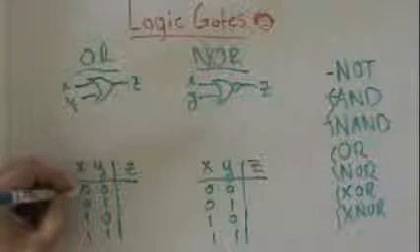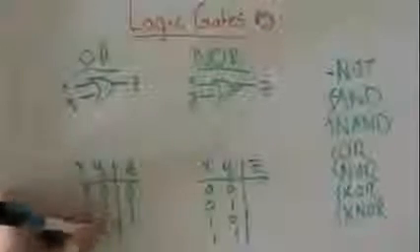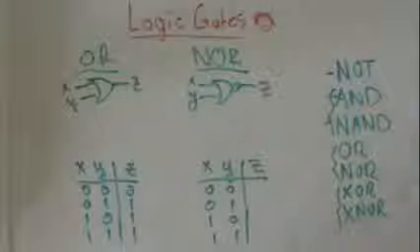So in this case, these are both not true, so we get a 0 here. One of them is true, good. One of them is true, good. They're both true, that's fine. As long as one of them is true, the output will be true. So if we had 100 inputs, as long as one of them is true, we're good.